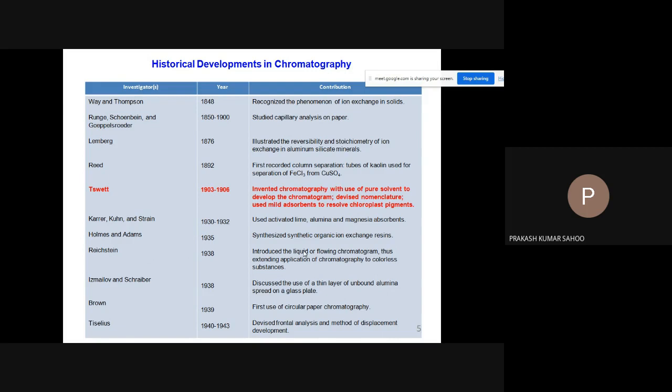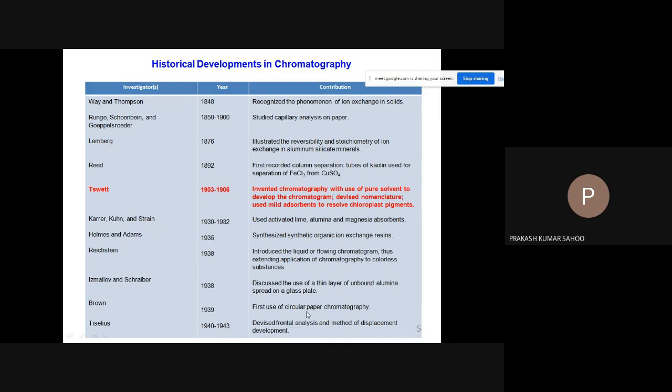Then Richtén in 1938 introduced the liquid or flowing chromatogram, thus extending the application of chromatography to colorless substances, which was followed by Izamalov in 1938, who discussed the use of TLC, or thin layer of unbound alumina sprayed on a glass plate, followed by Brown in 1939, the first use of circular paper chromatography. But what we have used now is thin layer chromatography.